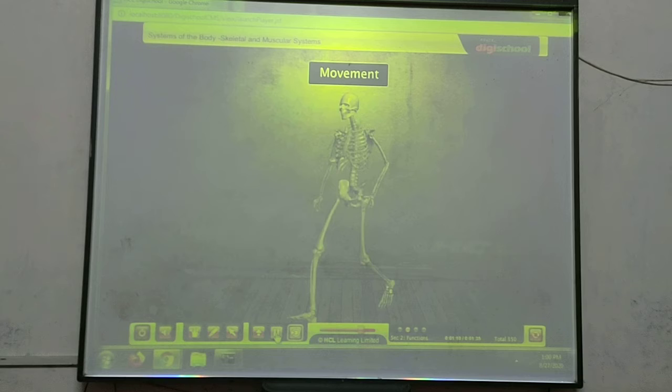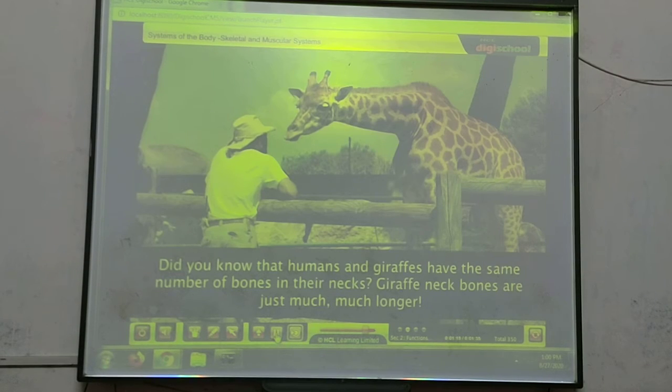The skeleton also helps in movement. Did you know that humans and giraffes have the same number of bones in their necks? Giraffe neck bones are just much longer.